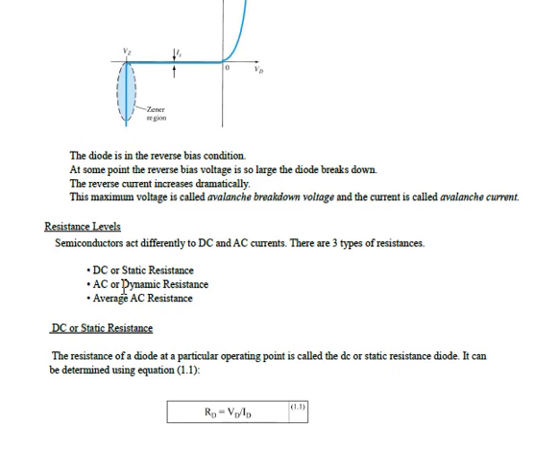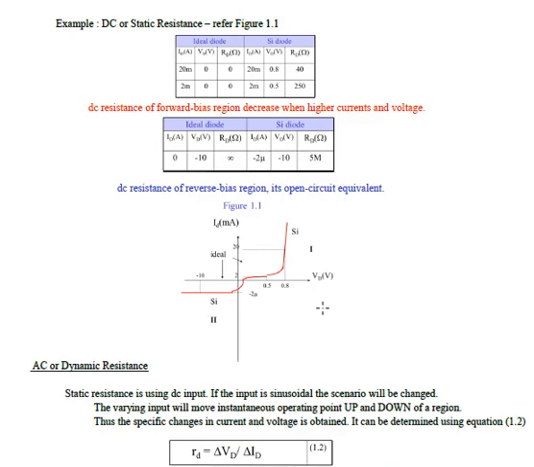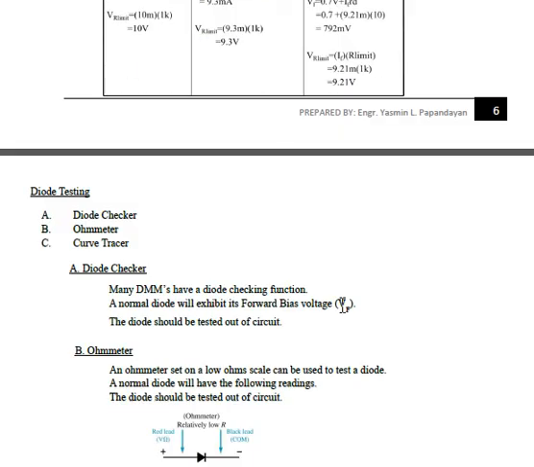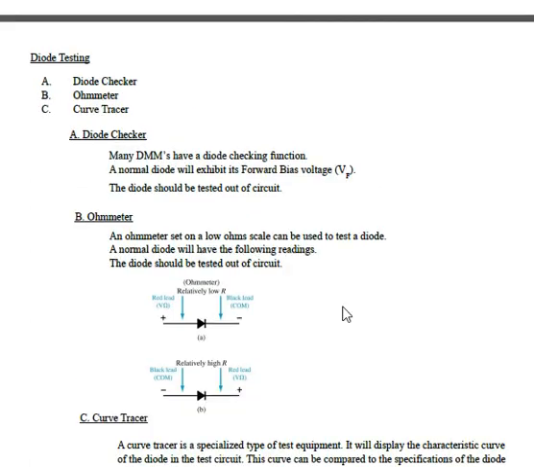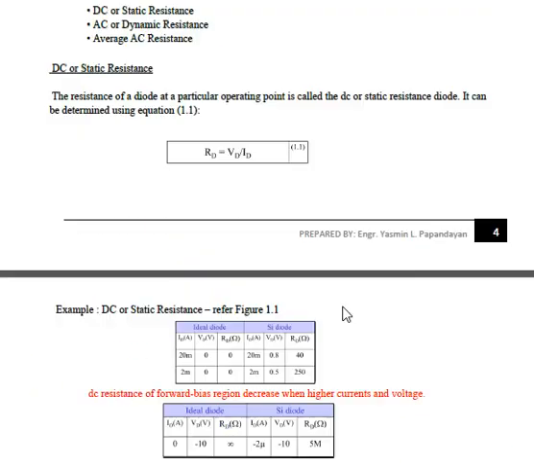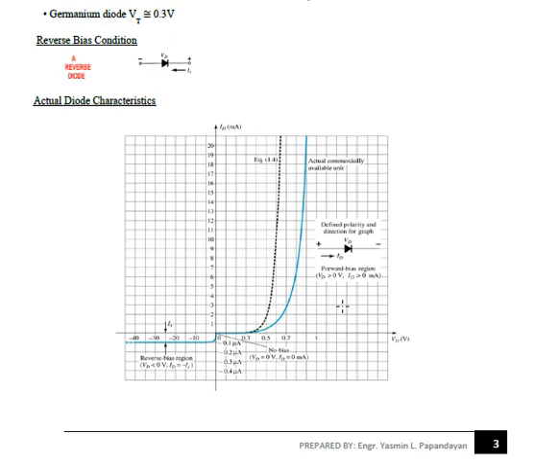So, resistance level. So, semiconductors act differently to DC and AC current, no? So, there are three types of resistances. We have the DC or static resistance, the AC or dynamic resistance, and the average AC resistance. Okay, so we have here different discussion about that one. So by the way, that is just a basic idea of the resistance. So please read about that one. Kasi nga in here we are considering those characteristics of diodes.